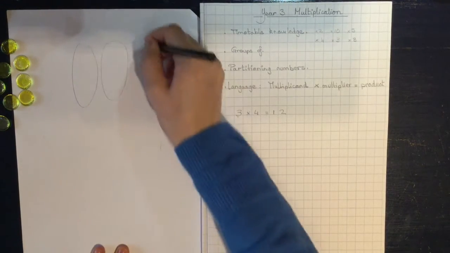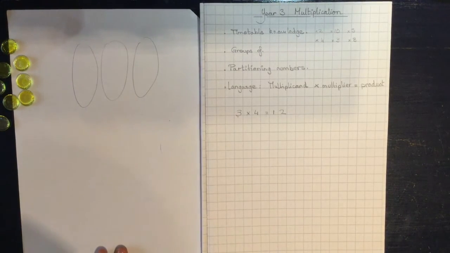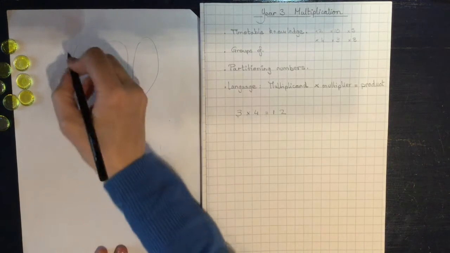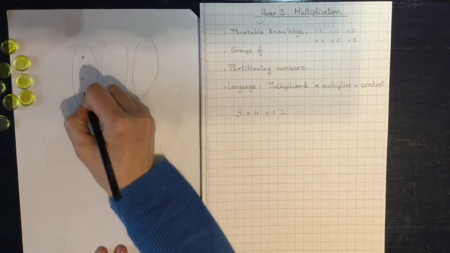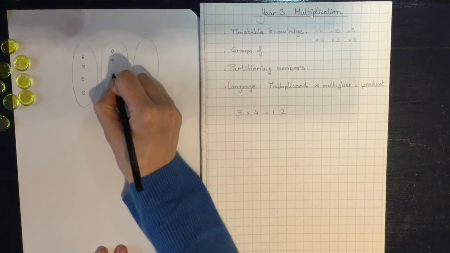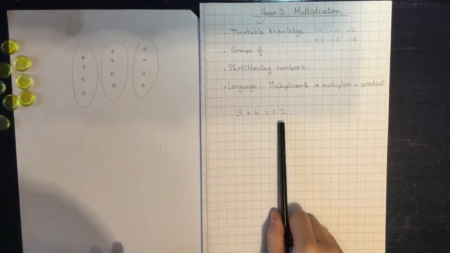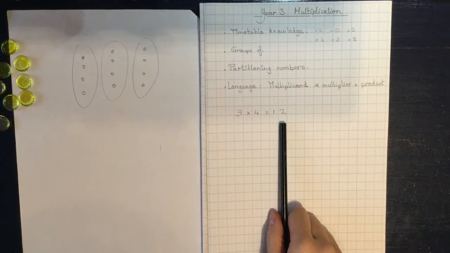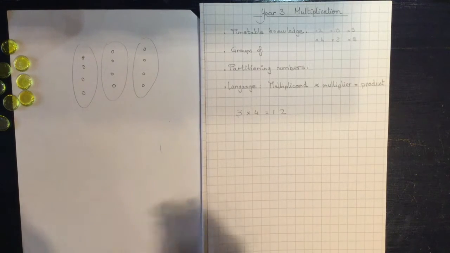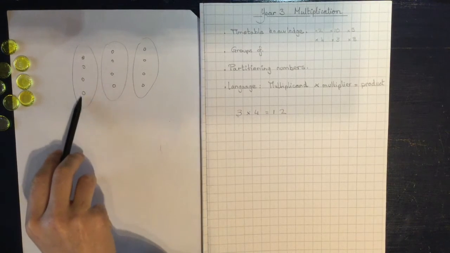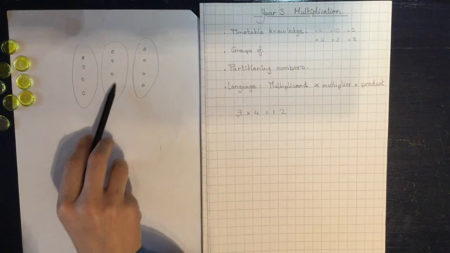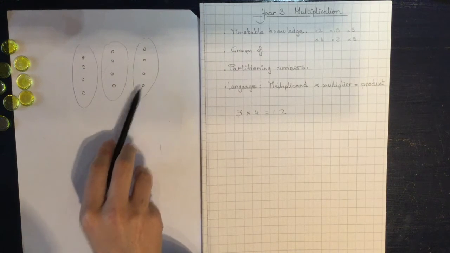So we would have 3 groups. 1, 2, 3 groups of 4 elements. 1, 2, 3, 4. 1, 2, 3, 4. 1, 2, 3, 4, which gives us 12 elements, items in total. 1, 2, 3, 4, 5, 6, 7, 8, 9, 10, 11, 12.